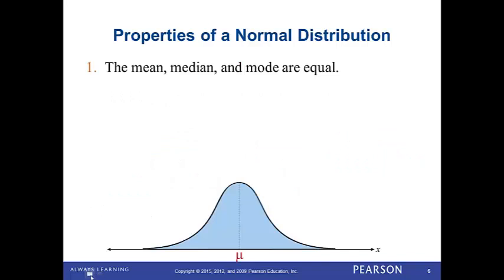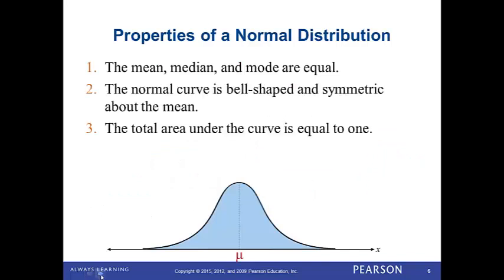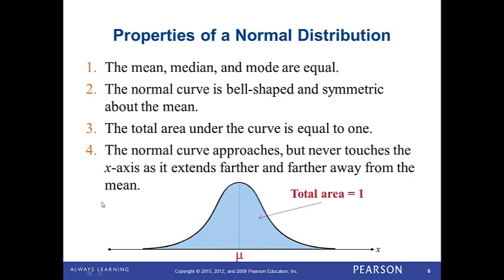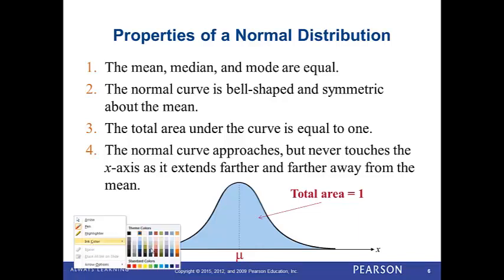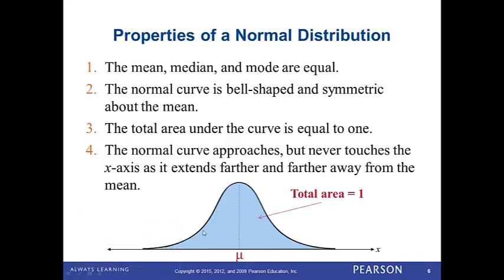Now, here are some properties of your normal distribution. These are properties that are good to know, but you won't be required to know them. So the first one says that the mean, the median, and the mode are all equal. They're in the middle. So my normal distribution is represented by this curve, and down the middle represents my mean, my median, and mode. And then the second one says the normal curve is a bell shape and symmetric about the mean. So it's bell shape, and symmetric means that if I draw a dashed line down, the left half looks exactly like the right half.